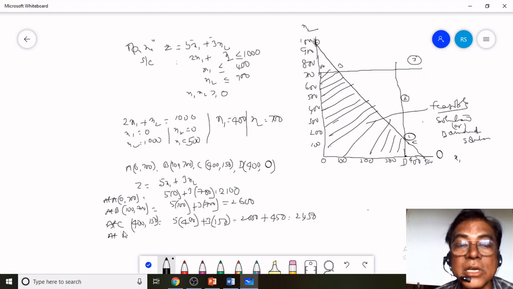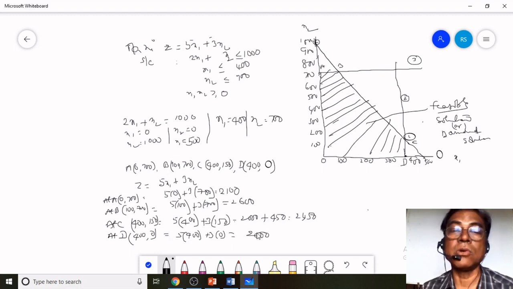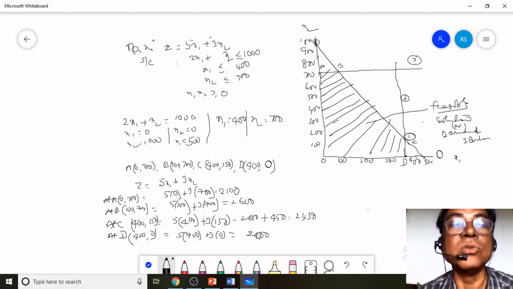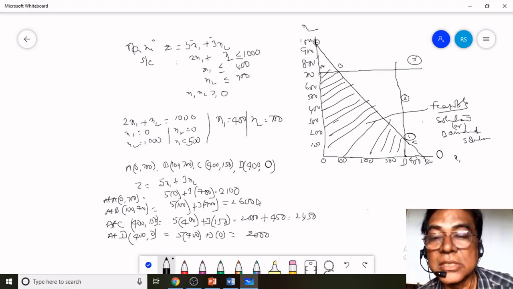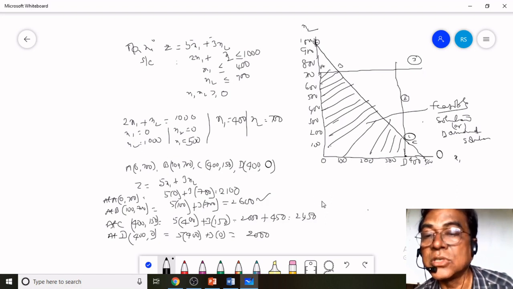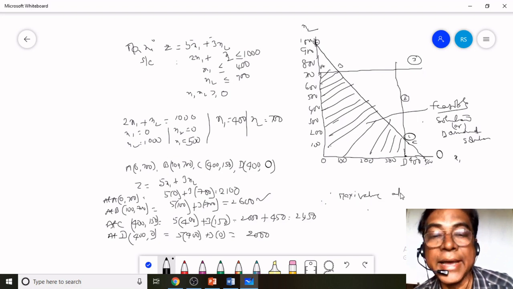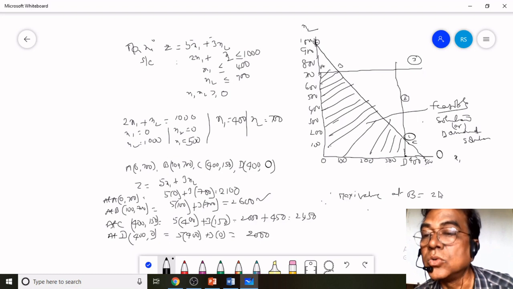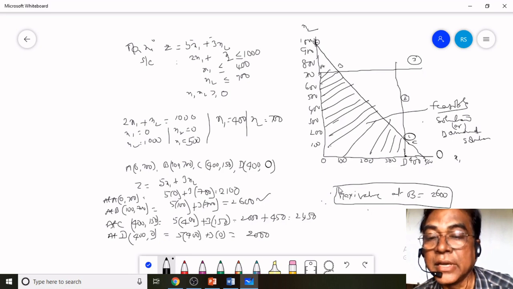At D, because I have one other corner point, 400, comma 0. Substitute here 5 into 400 plus 3 into 0. So that is 2000. Out of these, the question asks for the maximum, the highest value. Highest is 2600. So please write down the final solution of the given question. Therefore, maximum value at B is equal to 2600. So this is the final solution of this question.